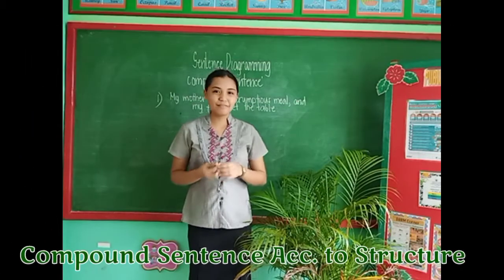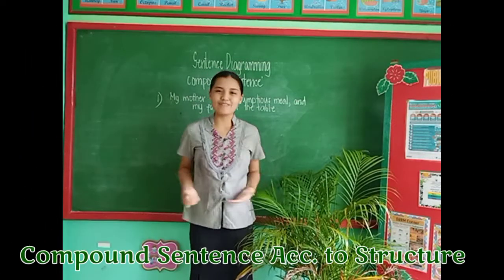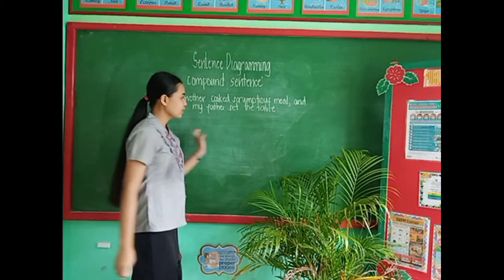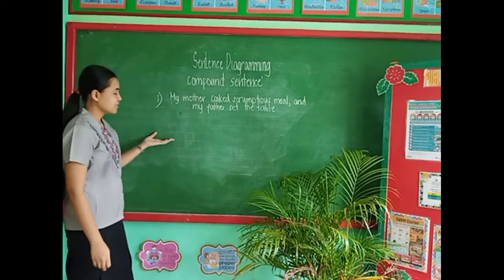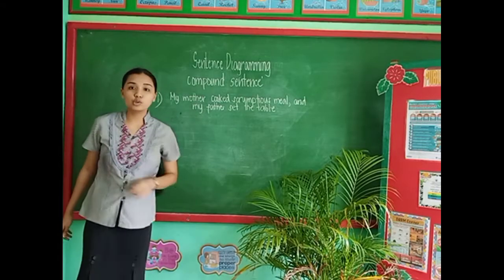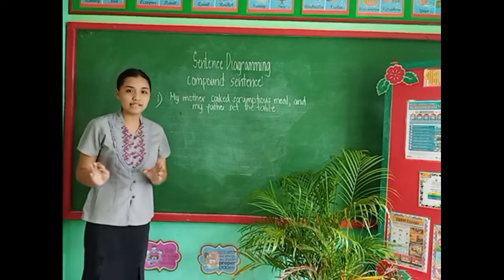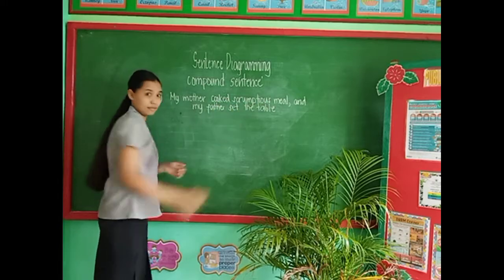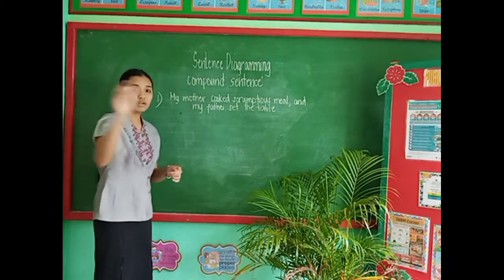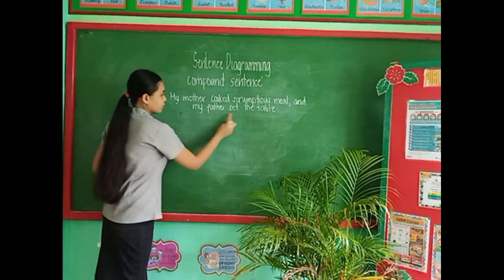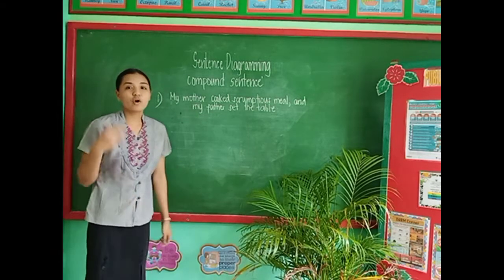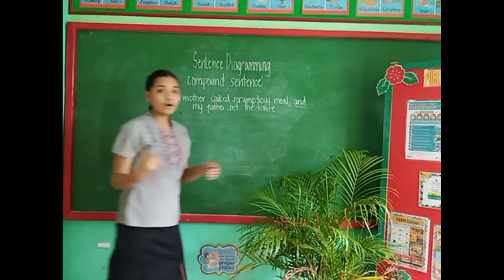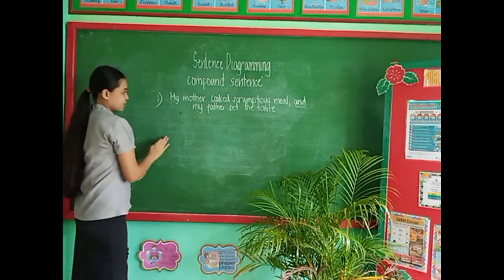Next, we are going to diagram a sentence that is a compound sentence. For example, my mother cooks scrumptious meal and my father set the table. So in this sentence, we have two independent clauses. An independent clause can stand alone as a complete thought. So, my mother cooks scrumptious meal is one independent clause. And the other independent clause is my father set the table. The coordinating conjunction that we use is and.